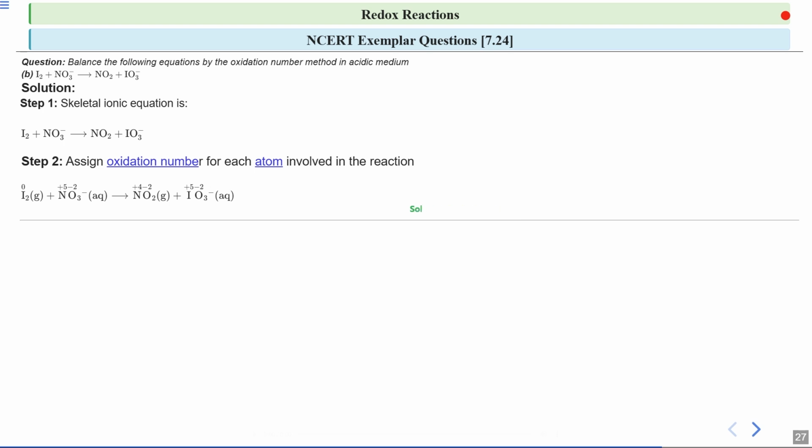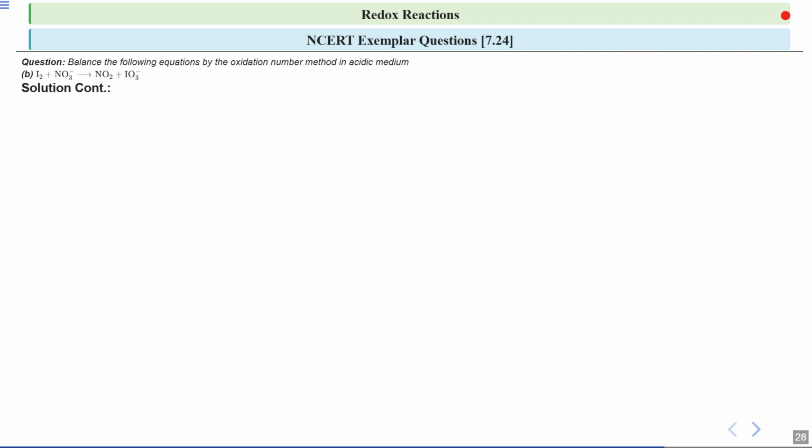Then the NO2 is completely neutral. So -4 charge is coming from the 2 oxygens, and that can be neutralized by the +4 oxidation state of 1 nitrogen. What is the next step? So we will do this reaction by the oxidation number method, not the ion electron method.